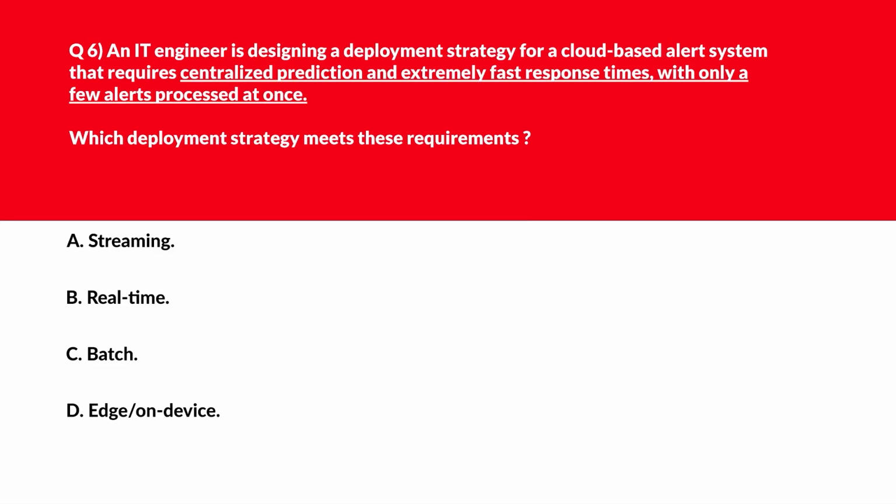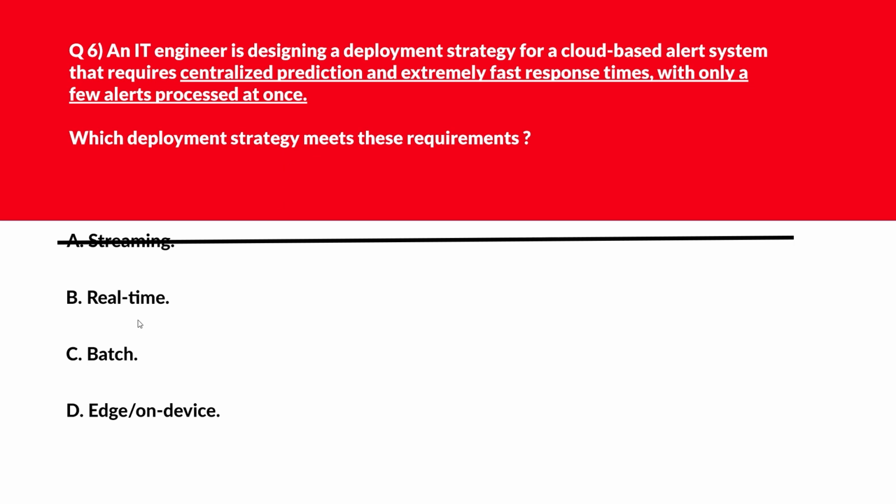Okay, now let's look at this question. Option A says streaming. Streaming deployment handles continuous input but may introduce buffering delays unsuitable for fast individual predictions. Hence incorrect. Option B says real time. Real time deployment delivers immediate predictions from a central location, making it suitable for fast, low volume inference.